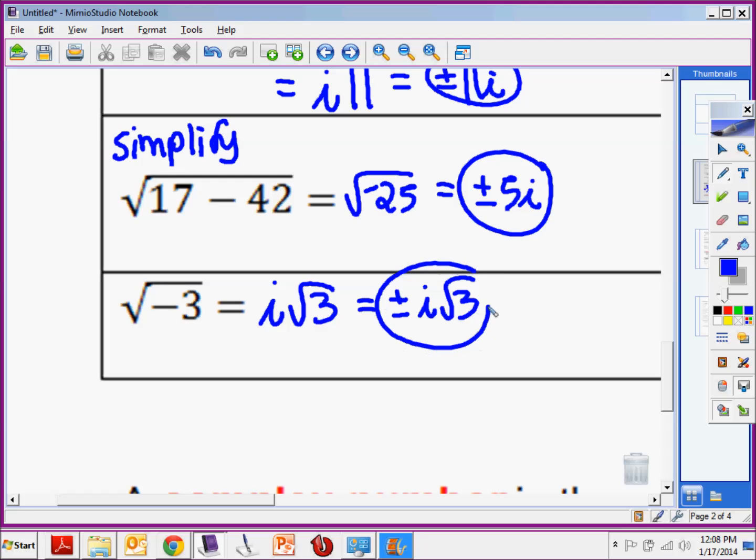So you leave the 3? Yes, because 3 is not a perfect square. So I can't take it out if it's not a perfect square.